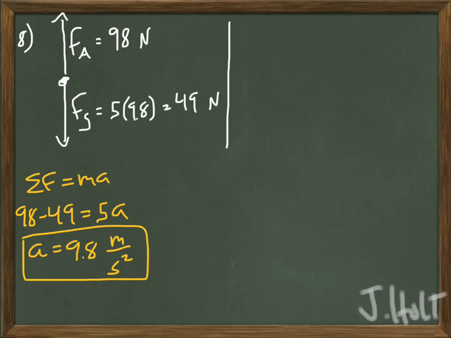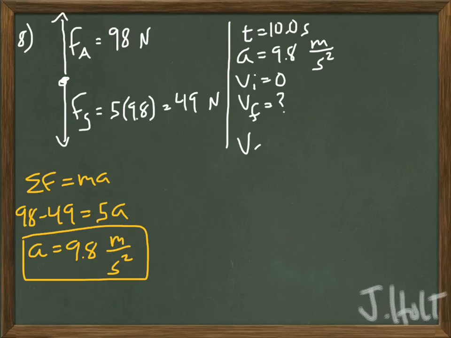Now for part B. We need to set up a little kinematics session here. We have the time given, we have the acceleration, which we just found. It happens to be 9.8. The initial velocity is 0 because it's starting from rest, and we want to know the final velocity. So we can plug into our VF equation to very simply find the final velocity.